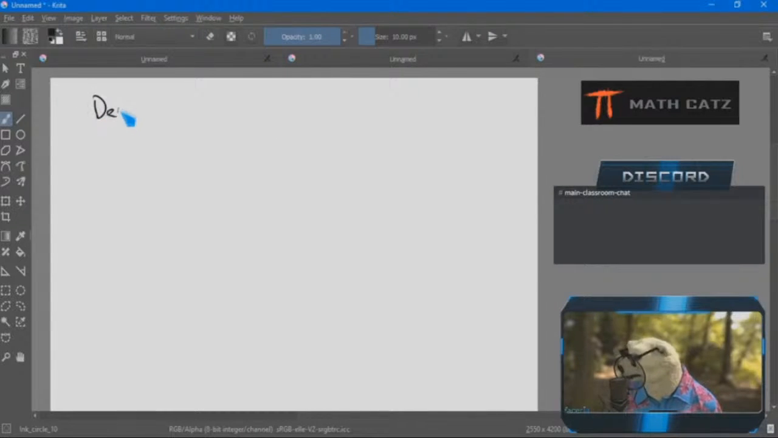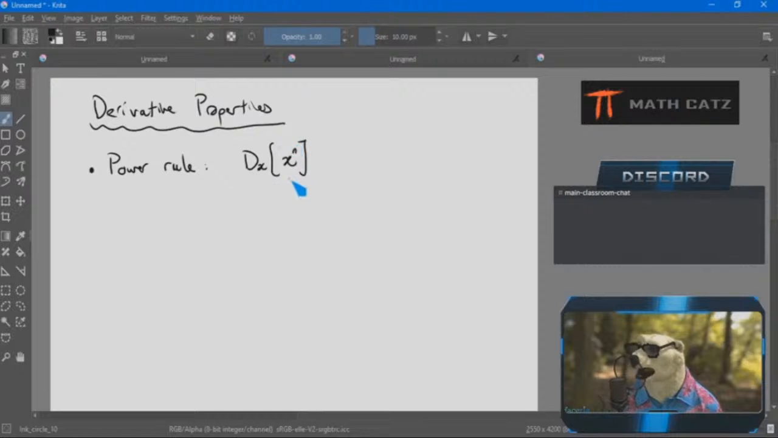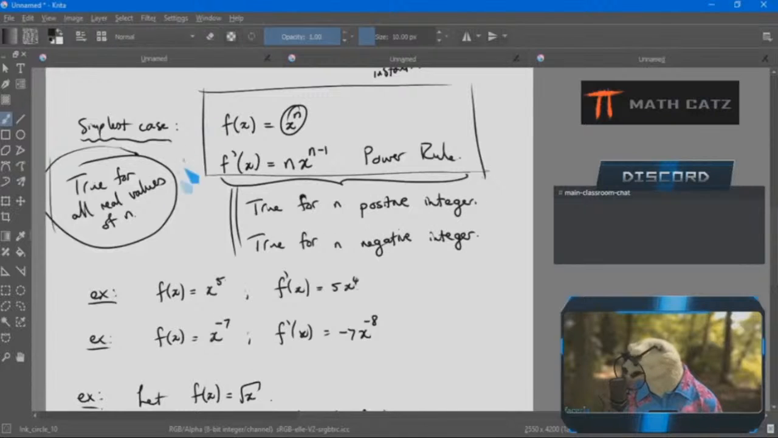Okay, so let's call this derivative properties. And I'm going to use my big D notation because I want to get used to it. And it doesn't get enough attention. It should get more attention. If I have my variable x, and the function that I'm looking at is x to the power of n for any n, well, that's not 0. I should probably say that.